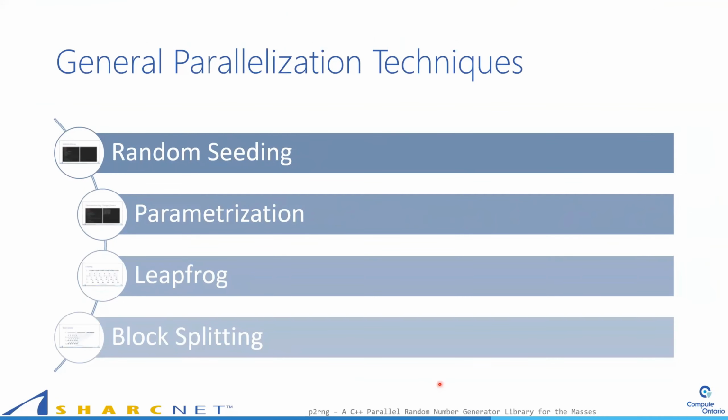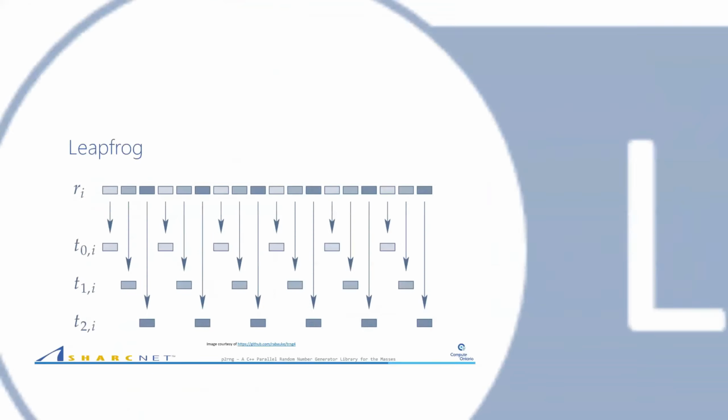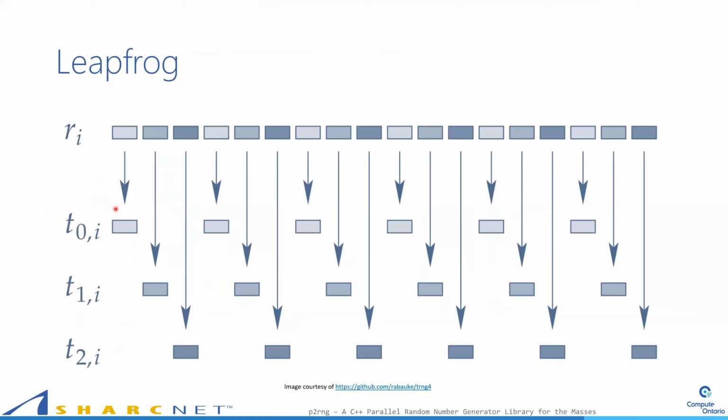So let's go to the next two techniques. First, let's start with leapfrog. The leapfrog method distributes a sequence of random numbers over parallel threads as illustrated in this diagram. It requires an efficient way of jumping ahead in the sequence, which is supported, for example, by LCG generators.